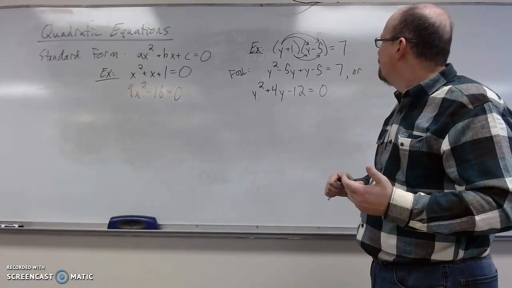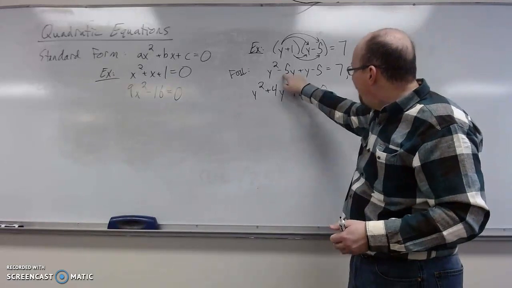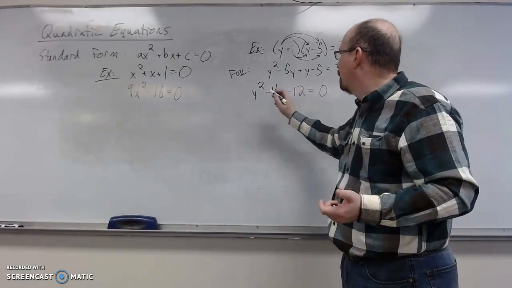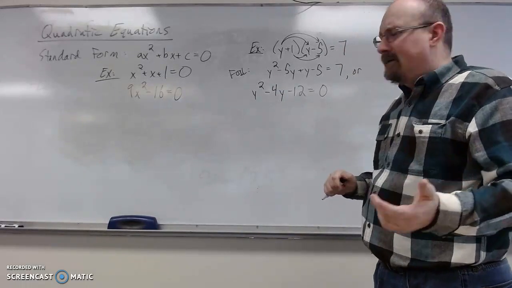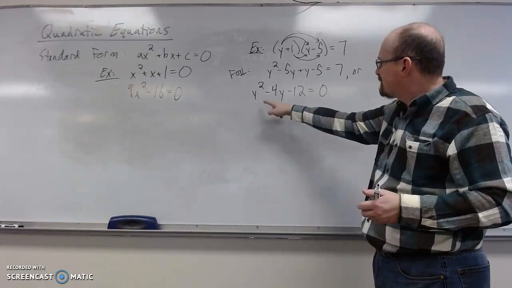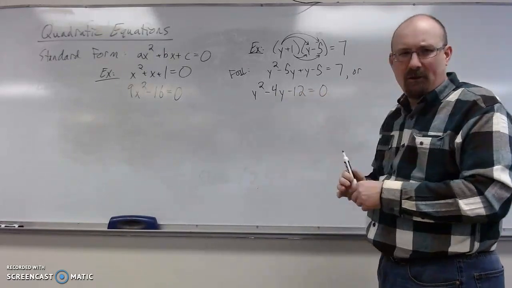All right, and I did that wrong. Minus 5 plus 1. That should be a minus 4y. Heavens to Betsy. Okay, so there we go. That has the added benefit of being correct, right? So y squared minus 4y minus 12 equals 0.